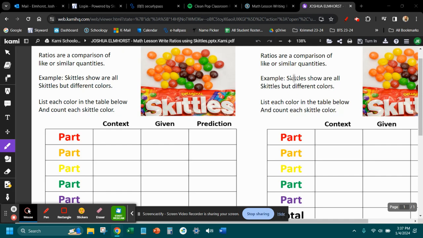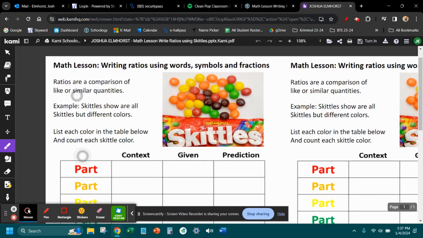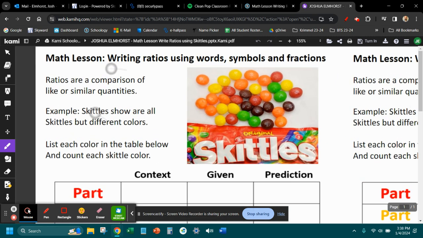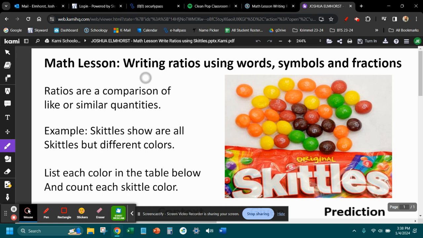Okay, this is Mr. Elmhorst with the math lesson video for writing ratios when using words, symbols, and fractions. So when you take a look at the photo here, we have a context picture of Skittles. Within the Skittles, we have several different colors, but they are all Skittles. So we have ratios, or comparisons of like or similar items. All of these different colors are alike because they're all Skittles.